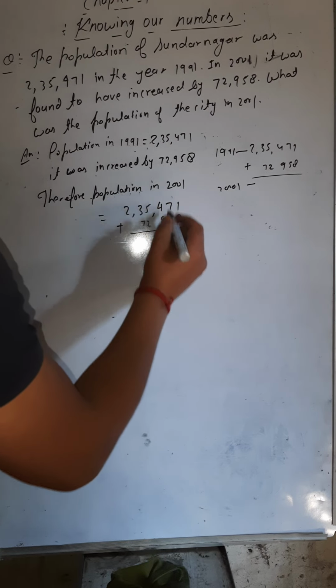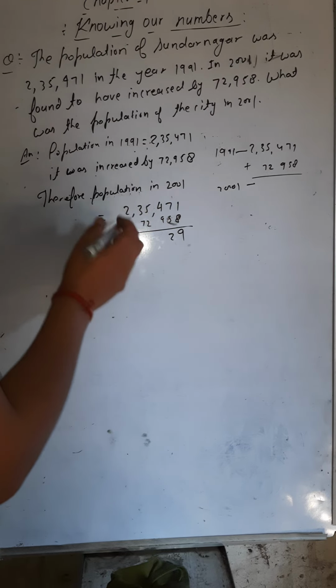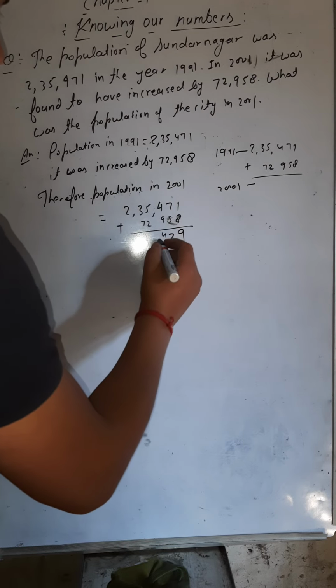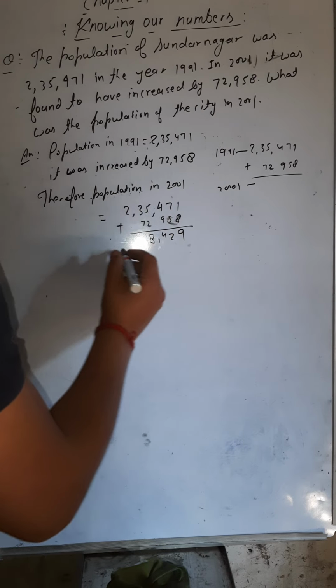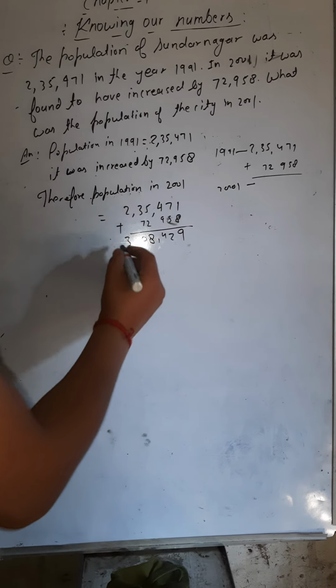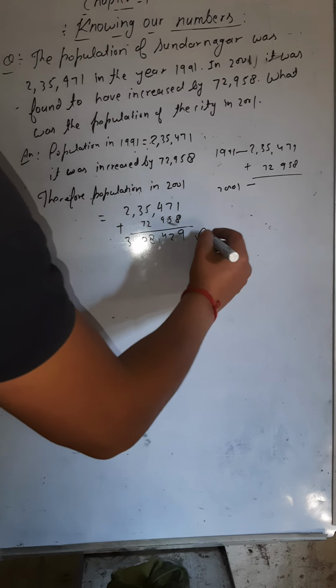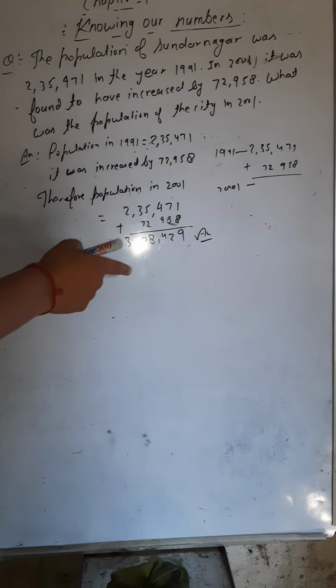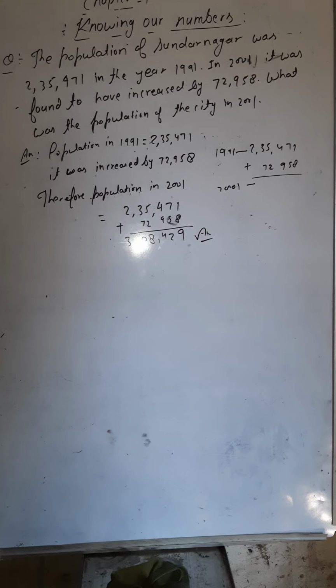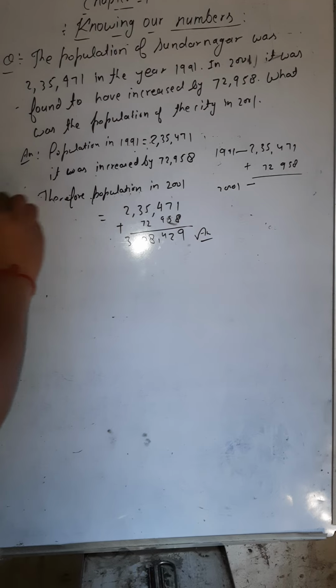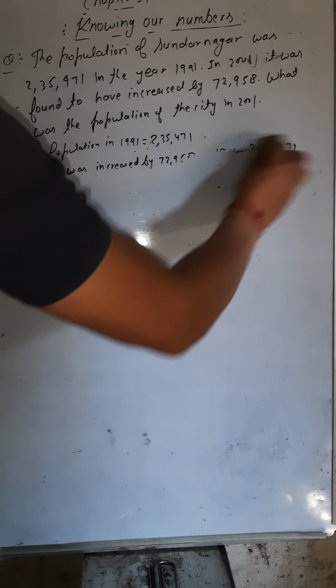8 plus 1 is 9, 7 plus 5 is 12, 2 carry 1, 9 plus 4 is 13, plus 1 is 14, 4 carry 1, 5 plus 2 is 7, 8, 7 plus 3 is 10, 0 carry 1, 3,08,429. So this will be your answer. So this much will be the population in the year 2001. Getting this? Okay. Just note this also. Good, then. Now next question.